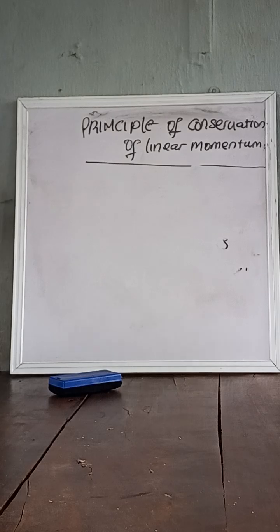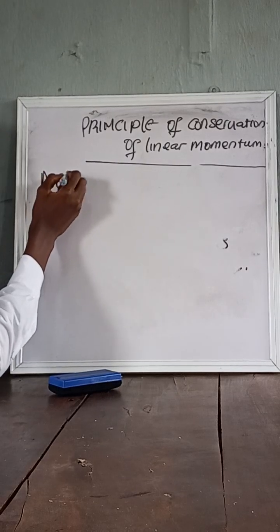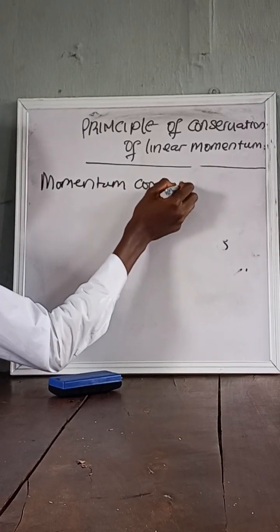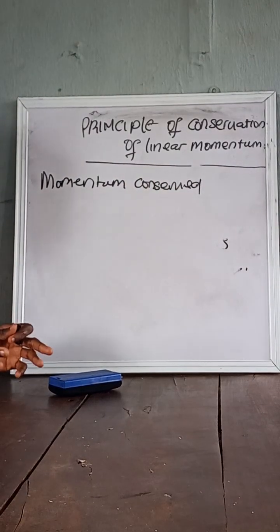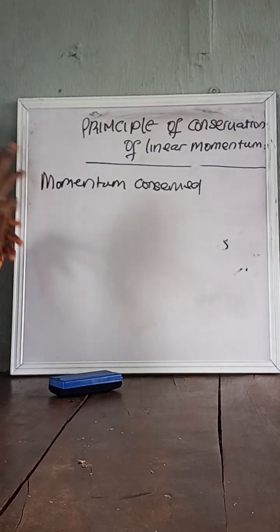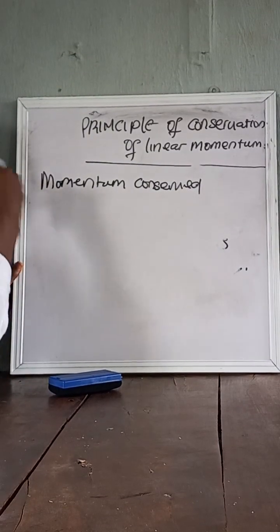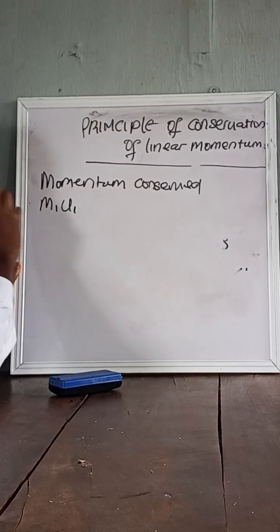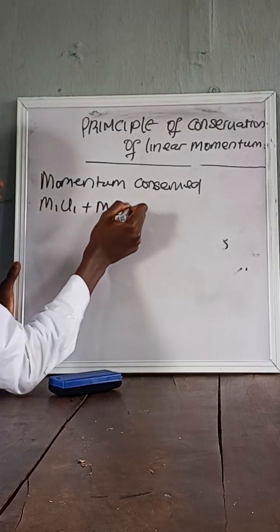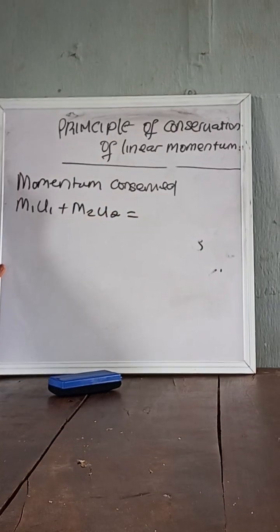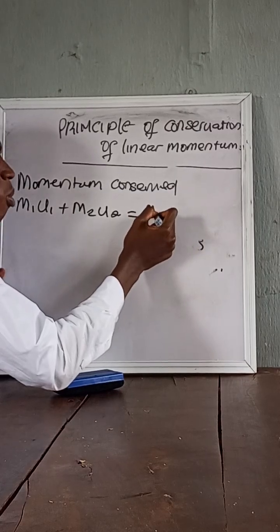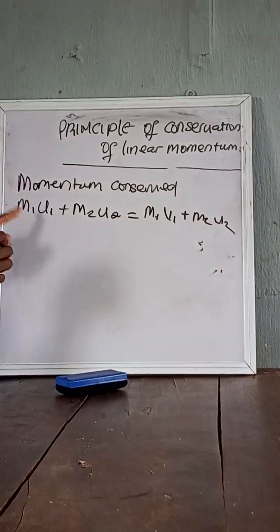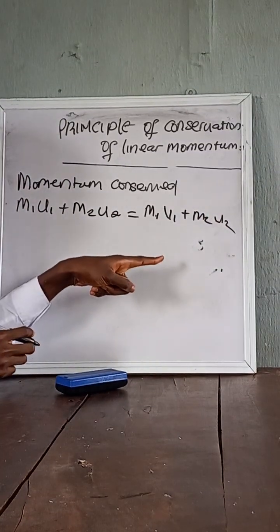Discussing the elastic collision, we have momentum conserved. We all know that momentum is the product of mass and velocity. So if you have two bodies, momentum conserved gives m1u1 plus m2u2 is equal to m1v1 plus m2v2, meaning that their initial momentum is equal to their final momentum.